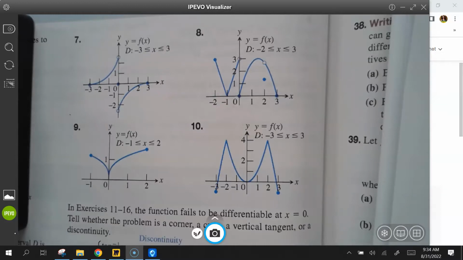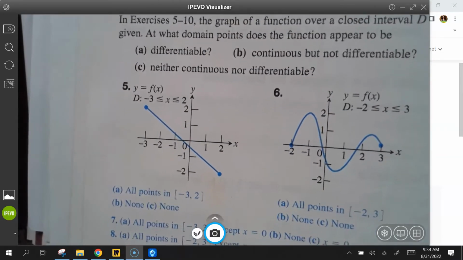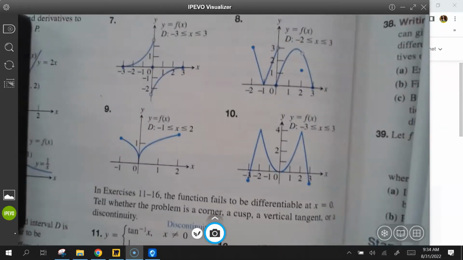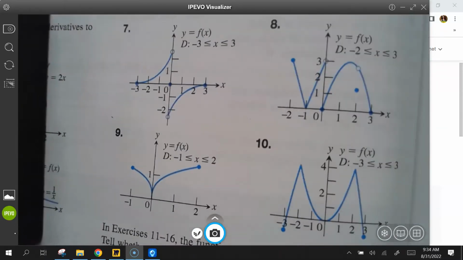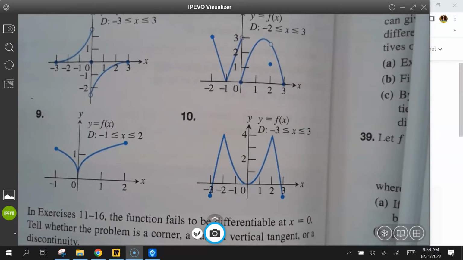At certain points, yes. I think the first ones they gave you, 7, 5, and 6, look like they're continuous and differentiable on the entire domain. But then I skipped over to the problem ones to talk about. How about number 10? It's continuous. Is it differentiable on its domain? Where is it not differentiable? Negative 2 and 2. What's happening? Corner.